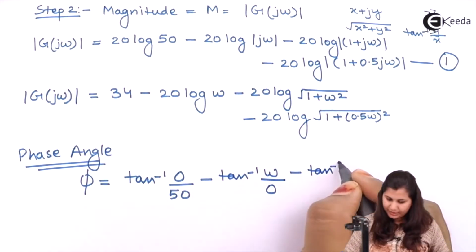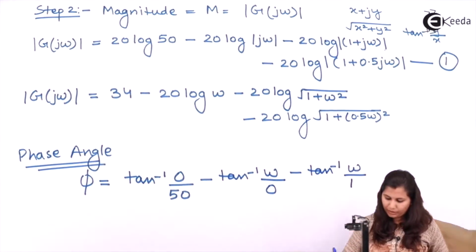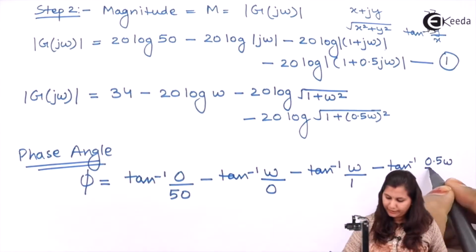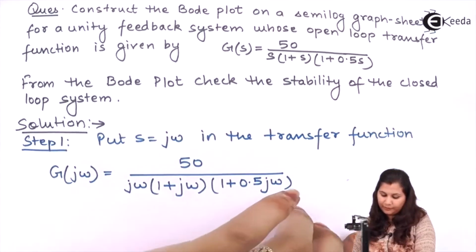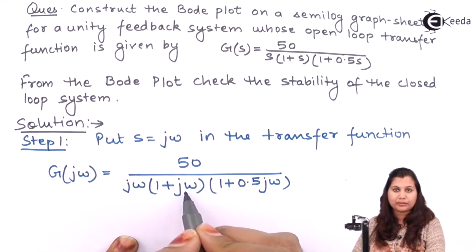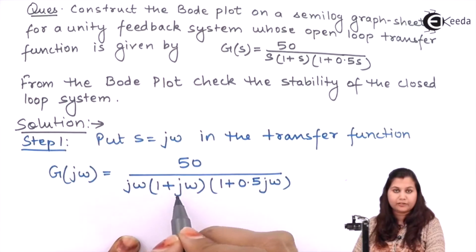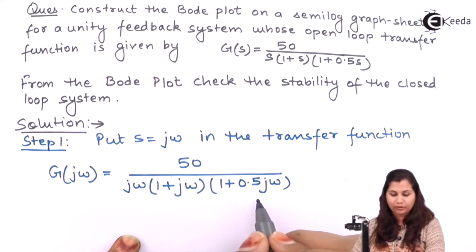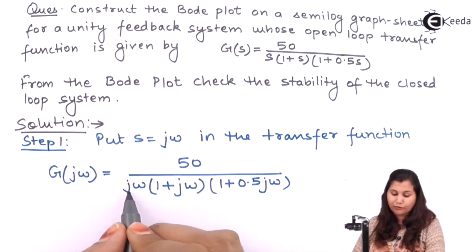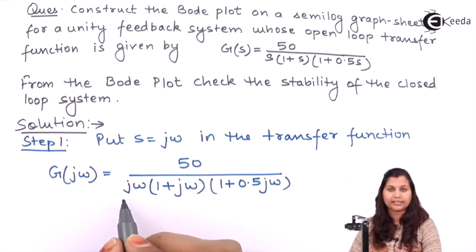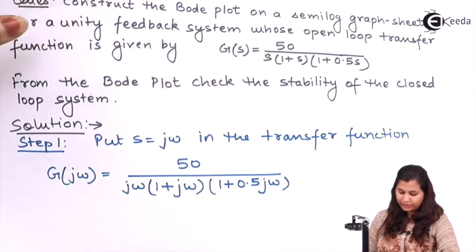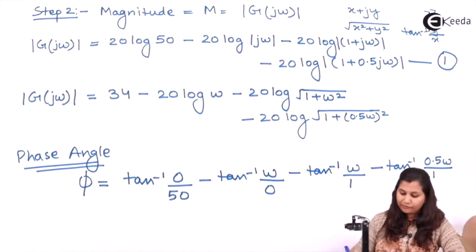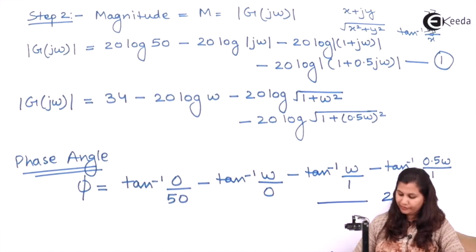Then we have minus tan inverse of omega upon 1, then minus tan inverse of 0.5 omega by 1. Here the real part is 1 and the imaginary part is omega, so it will be tan inverse of omega upon 1. Here we will have tan inverse of 0.5 omega upon 1, and for j omega we have tan inverse of omega upon 0, because the real part is 0. So this is how we calculate the phase angle of this transfer function. We have got the magnitude and we have got the phase angle.